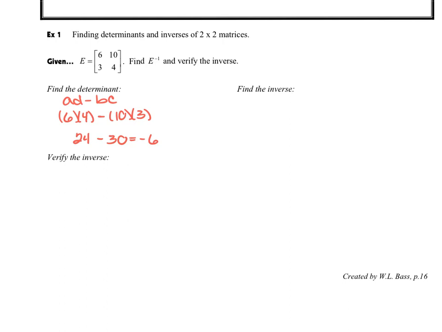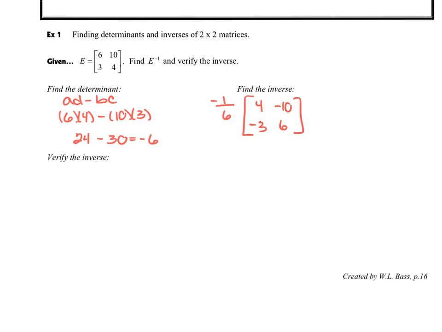So when we want to actually find the inverse, we're going to take the reciprocal of that, so a negative 1/6, and then we're going to modify the original matrix. When we modify the original matrix, we're going to flip-flop this diagonal. So those values are just going to reverse. So it's going to become a 4 and a 6. And then on the other diagonal, we're going to change the signs. They're going to stay in the same position, but their signs are going to change. So it's going to become a negative 3 and a negative 10.